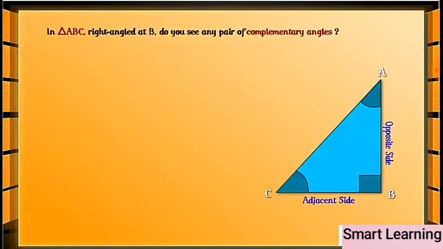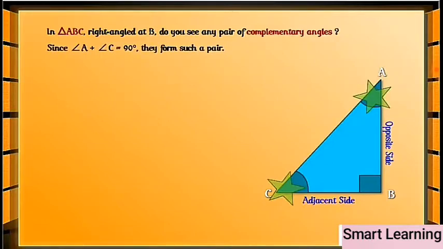In triangle ABC, right angled at B, do you see any pair of complementary angles? Since angle A plus angle C is equal to 90 degrees, they form such a pair.